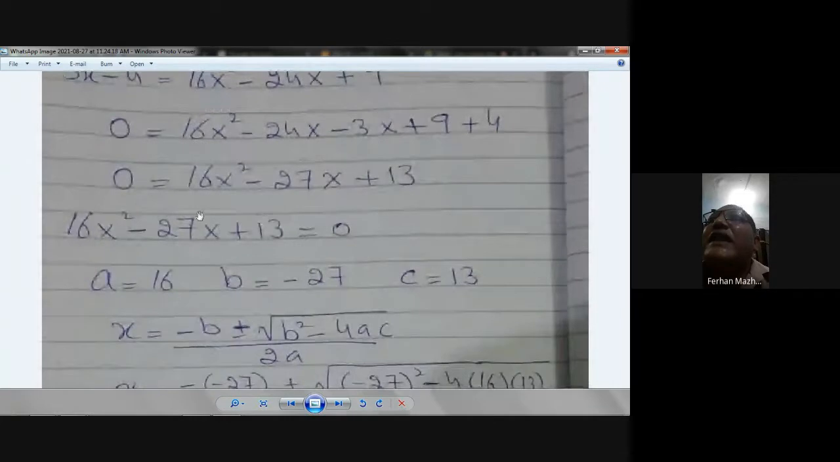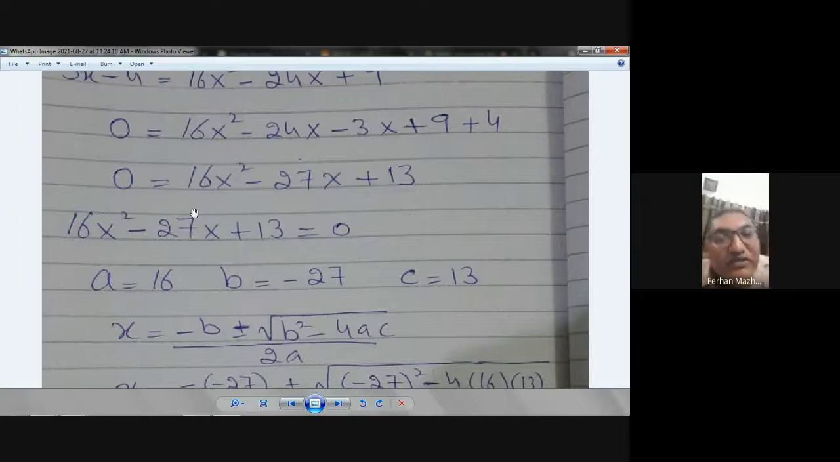Okay, so we will have 16x² minus 27x plus 13. I will switch the sides, and the complete sides are switched, so no signs will be changed. In the standard quadratic form, the coefficient of x² is 16, the coefficient of x is minus 27, and the constant term is 13. So a is 16, b is minus 27, and c is 13.